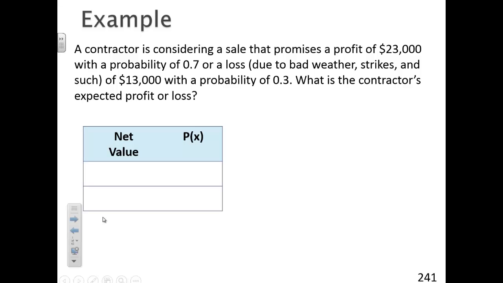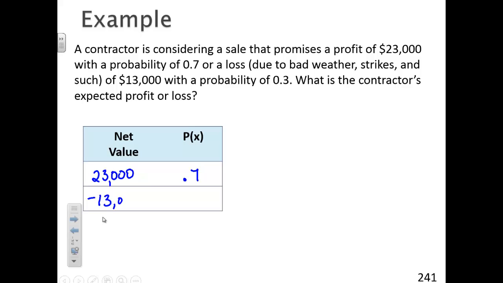Okay? So, next example. A contractor is considering a sale that promises a profit of $23,000 with a probability of 0.7. So that's straight profit. So $23,000, that's our net value of our profit. And that would be a positive value because we're gaining that amount. The probability that's linked to that is 0.7. Or a loss due to things such as bad weather, strikes, and such, of 13,000. That would be negative.